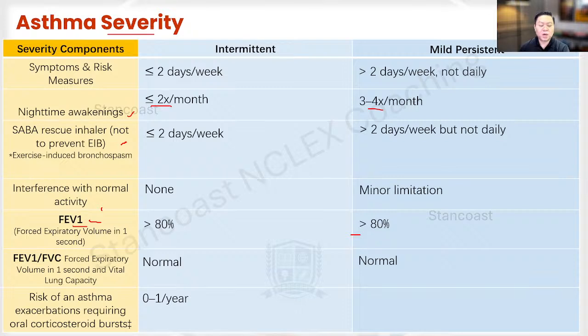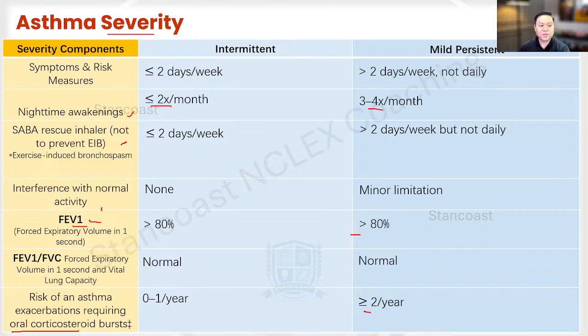However, if you're going to talk about the risk of an asthma exacerbation, they might experience some flare-ups, at least 2 or more in a year. And so this person might need some oral steroids, let's say prednisone, in order to control their asthma. Okay, so please take note, they are going to have at least 2 flare-ups in 1 year, thus prompting the need for an oral corticosteroid. Okay, and this is under the mild persistent.